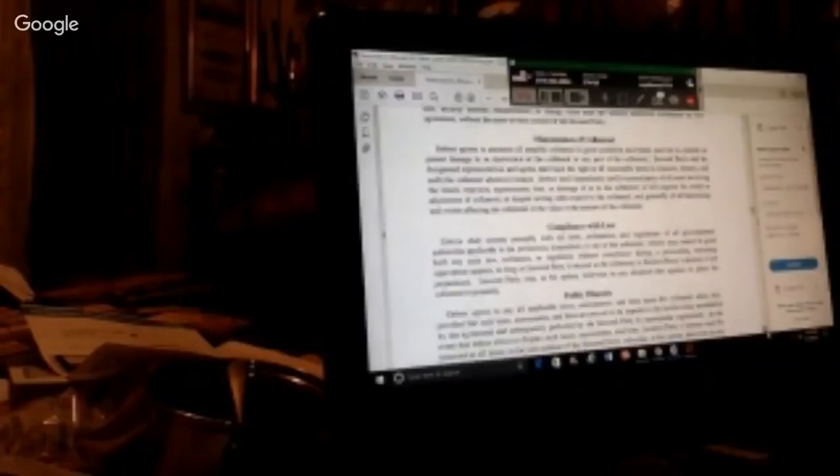Maintenance of collateral. Debtors agree to maintain all tangible collateral in good condition and repair and not to commit or permit damage to or destruction of the collateral or any part of the collateral.